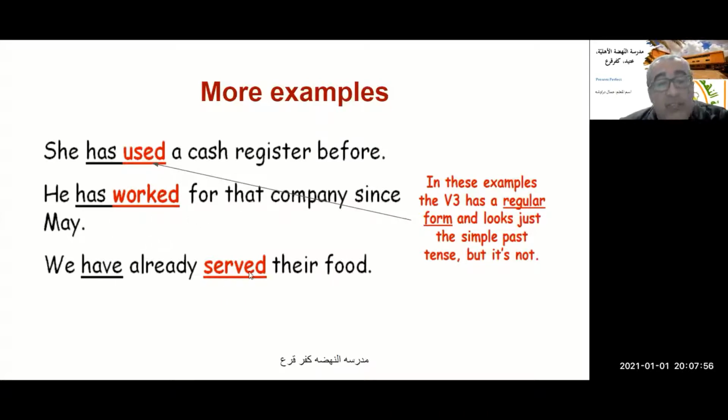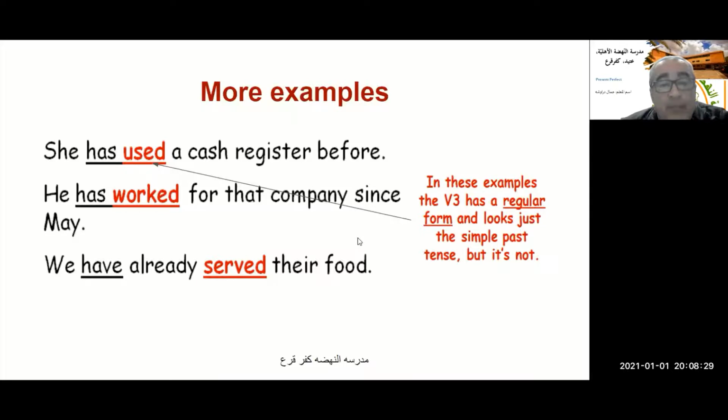We have already served their food. Now look at the comment I wrote here. In these examples, the verb 3 has a regular form and looks just like the simple past tense, but it's not, okay? It looks like past simple, but it's not, because we have has and have, right? So it's use, used, we add d; work, worked, we add ed; serve, served, we add d. So this is the regular form of verb 3.